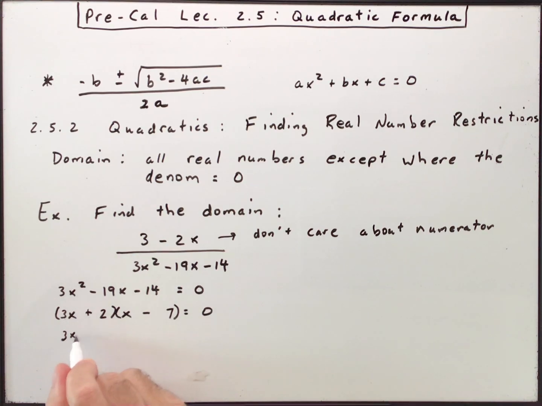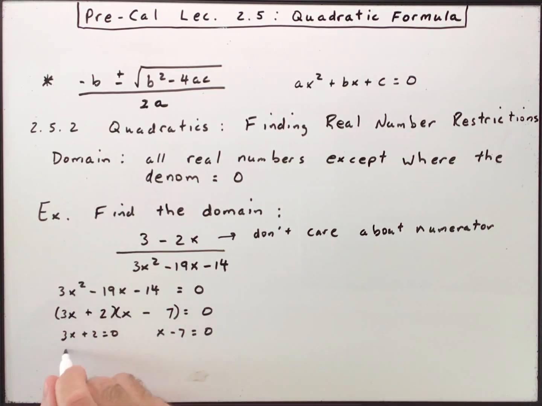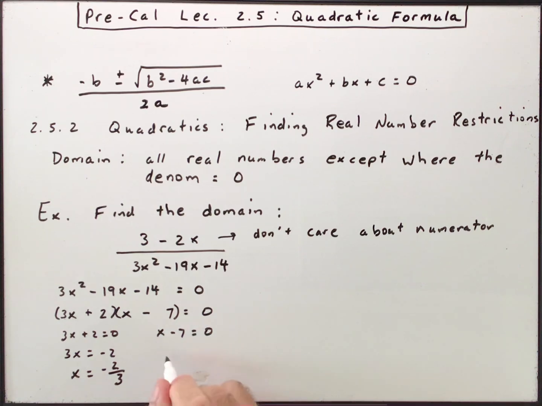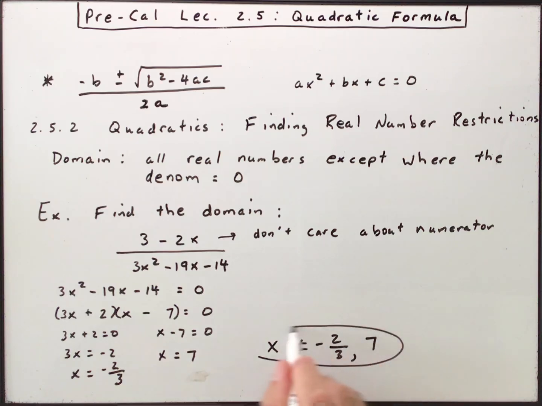That'd give me minus 19x and then minus 14. So we'd have 3x plus 2 equals 0 and x minus 7 equals 0, setting each set of parentheses equal to 0. So 3x equals negative 2, x is negative 2 thirds. And here x is equal to 7. So the answer is that x cannot equal negative 2 thirds or 7. All right, x can be all other numbers except those two.